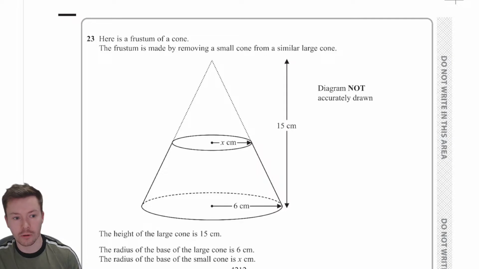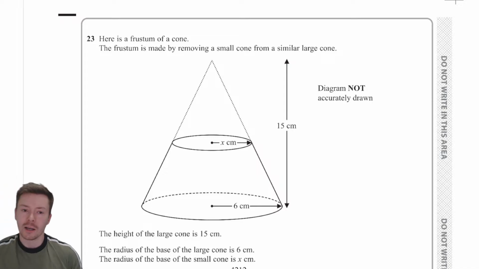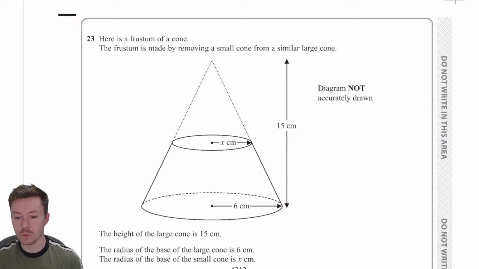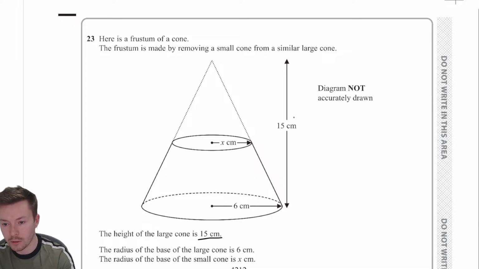Okay, next one. This is, well, I was going to say fairly typical question. It's not untypical. They like to include frustums, but they can make the questions in slightly different ways each time. But they do like to include frustums. Now, here, we are told the height of the cone is 15. That's the full cone. We're told the radius of the large cone is 6, as labelled on the diagram. The radius of the small cone is x, again, as labelled on the diagram. And then we're told the volume of the frustum.